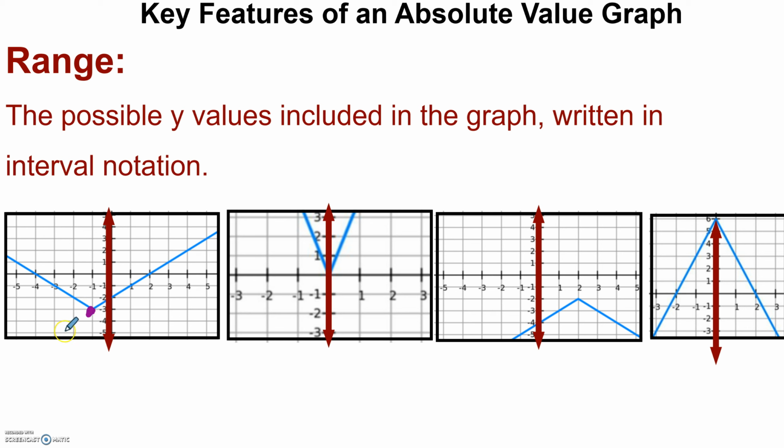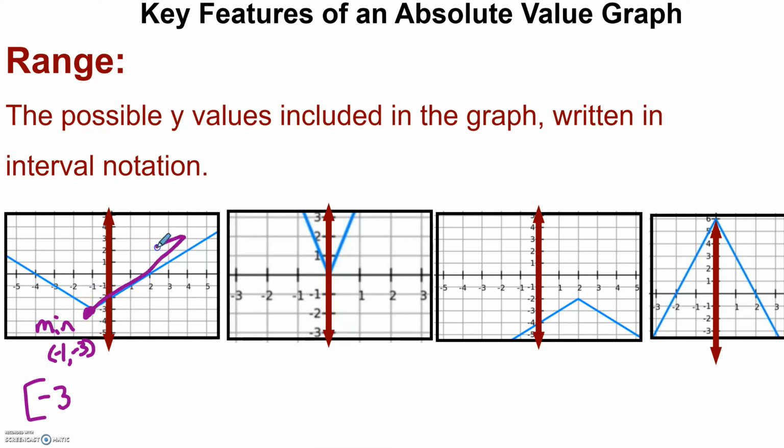If our vertex is a minimum, then I know that the y value of my vertex, so my vertex is at -1, -3. It's a minimum. It's the lowest point. So it's actually going to start my range. Would I use a bracket or a parenthesis for -3? I would use a bracket because this vertex point is included in the graph.